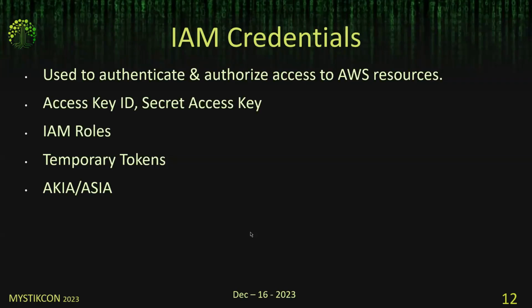Okay, talking about IAM credentials, they are security credentials which are used to authenticate and authorize access to AWS resources. The credentials consist of the access key ID and the secret access key. The access key ID is a unique identifier which is used to access AWS services through the CLI or programmatically. The secret access key is paired with the access key ID, and this key is used to sign requests which are made to AWS services, thereby providing secure access.